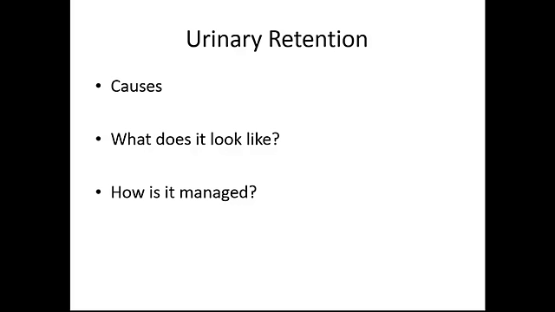Of course, suprapubic pain, the urge and inability to void, and if they do void, it's just in small amounts of about 25 to 50 mLs. And we know that the output is going to be grossly disproportionate to the intake. There will be increasing restlessness and agitation as the bladder enlarges, and of course, increasing urgency to void.